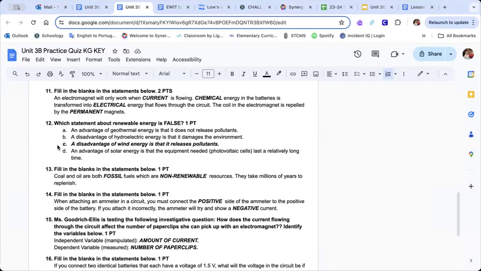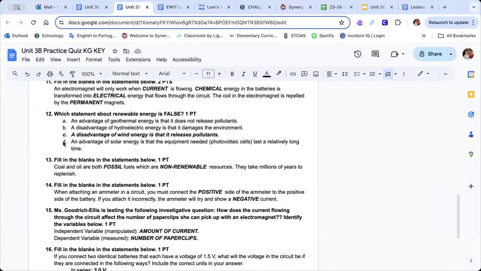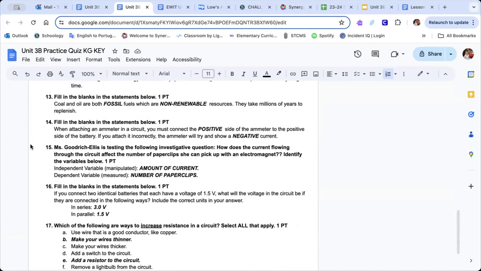C, a disadvantage of wind energy is that it releases pollutants. That is not true. Wind energy is clean and it does not release pollutants. D, an advantage of solar energy is that the equipment needed, photovoltaic cells, can last a relatively long time. That is also true. 13, coal and oil are both fossil fuels, which are non-renewable resources. They take millions of years to replenish.